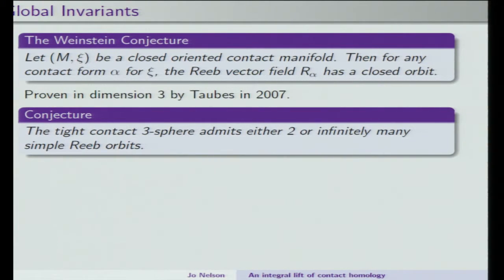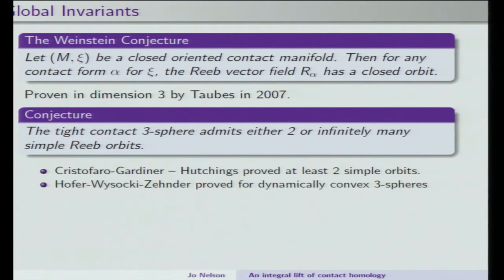And then another related conjecture is that the tight contact 3-sphere admits either 2 or infinitely many simple Reeb orbits. So we can kind of ignore what tight means for now because it's a 15-minute talk. And the infinitely many simple Reeb orbits just means that we're in the case where we're the standard S3 and we have the Hopf fibration. There's obviously infinitely many Hopf fibers, so that's where the Reeb orbits would be coming from. And to be in the case where we just have 2 simple Reeb orbits would be if you were working with an irrational ellipsoid.